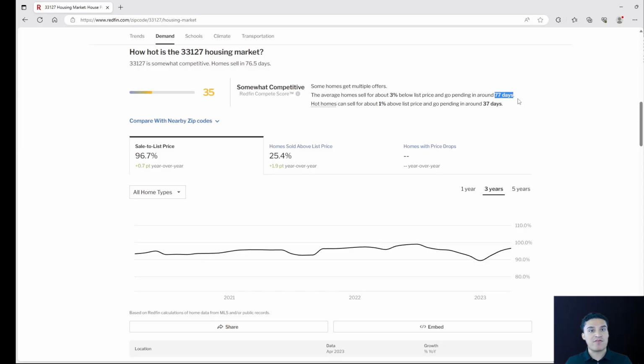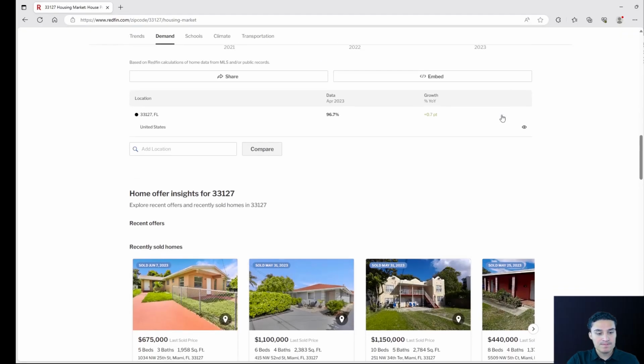So this is my example of me telling you, you got the property at a really, really good price, really cheap, and you just ask $10,000 less, right? So that you're cutting off the average days that it takes on the market. Hot homes can sell for 1% above the listing price and go pending around 37 days. So again, this is really cool information that you can use to analyze your own market.